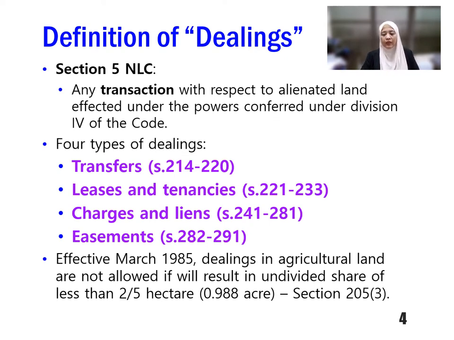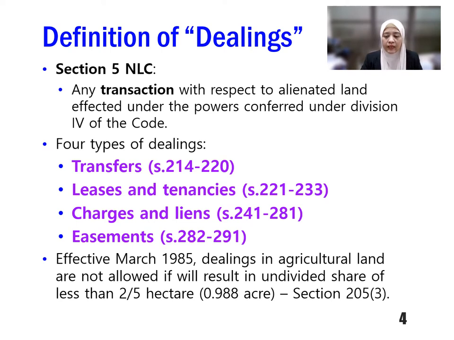So I hope you're very clear with that, because the definition of dealings here can be used in court if there's any attempt to transfer, to lease, to charge any land which was disposed by way of non-alienation. Tak boleh, you cannot.